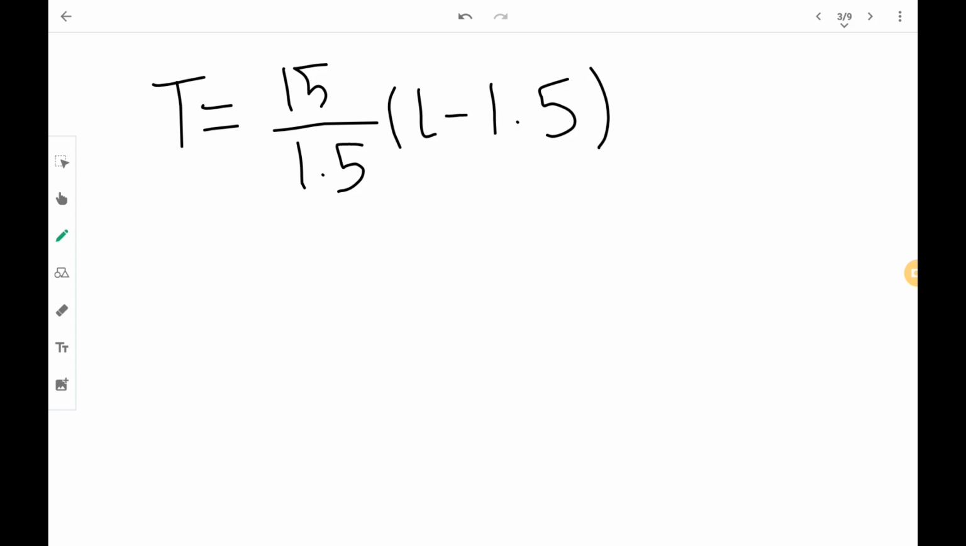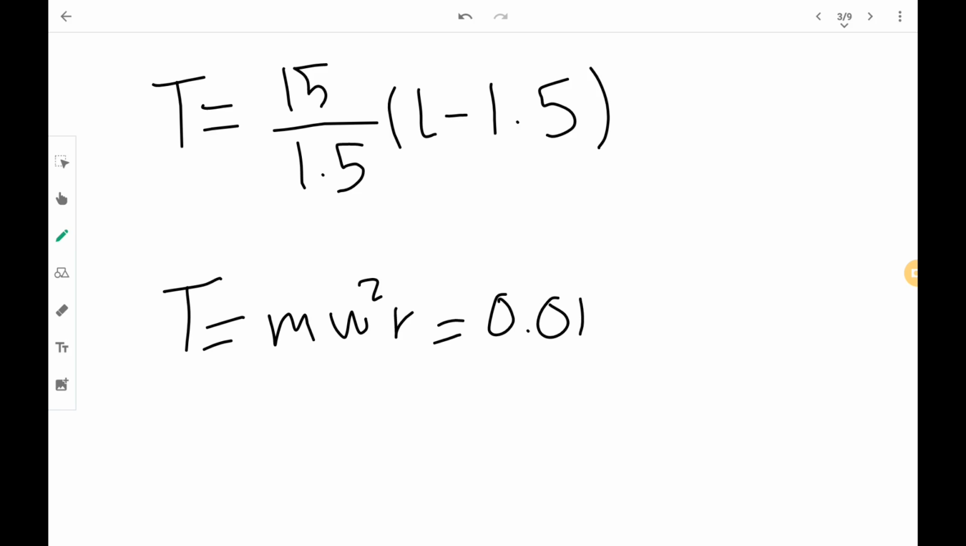So from the first equation you can get T equals 15, which is lambda, over the natural length 1.5, times the length minus the natural length 1.5. And from the second equation you can get T equals the mass times omega squared r. The mass in kilograms is 0.012, and omega is 5, squared, times r.